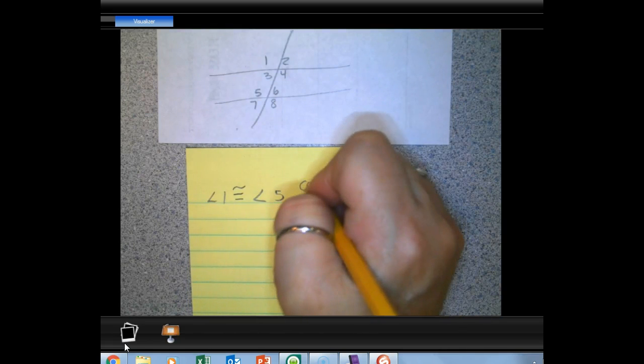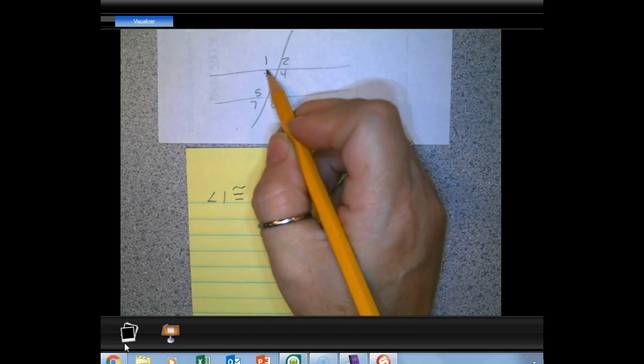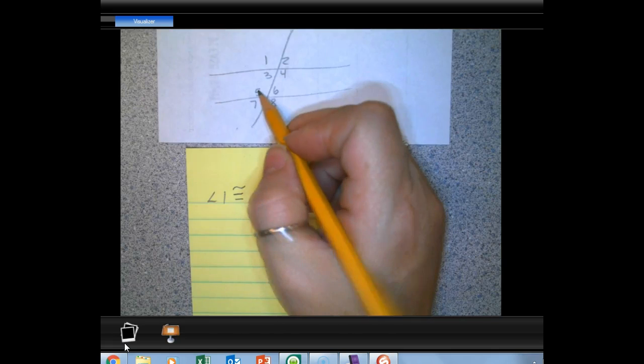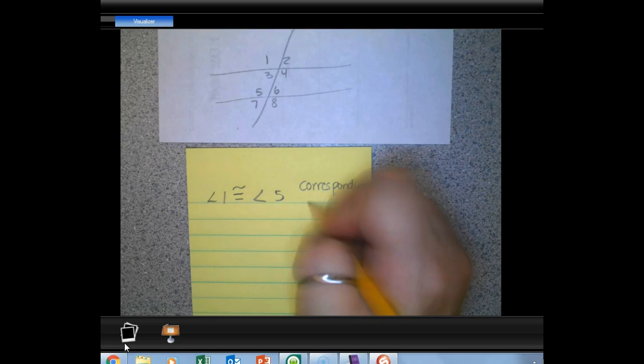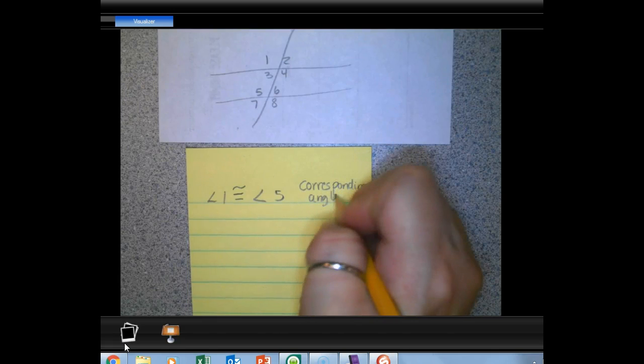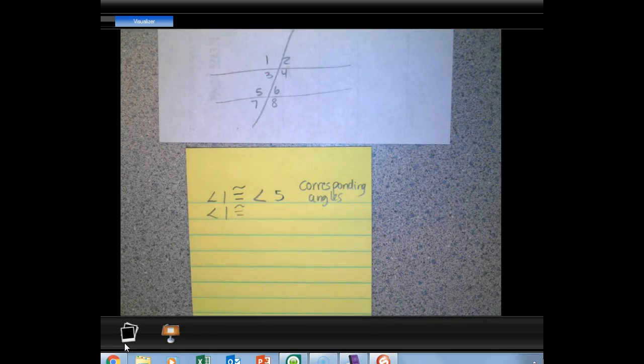It is a corresponding angle. Same location. Top left, top left. So we're going to call that corresponding angles. But angle 1 is also congruent to another angle. What other angle can you think of? Anybody? Not 3.